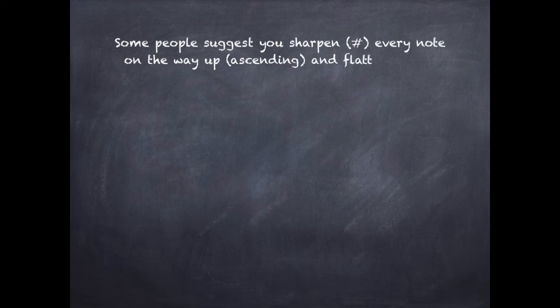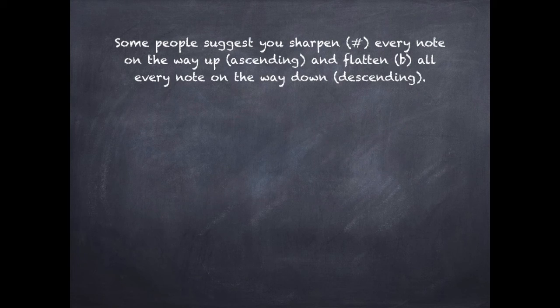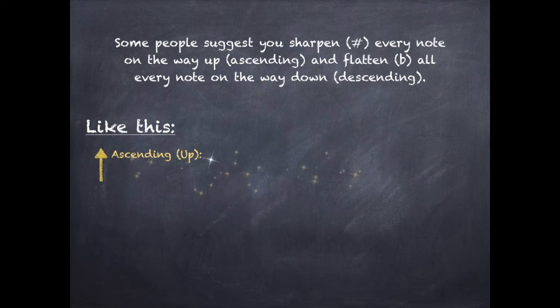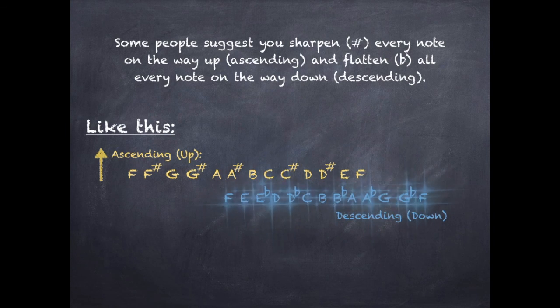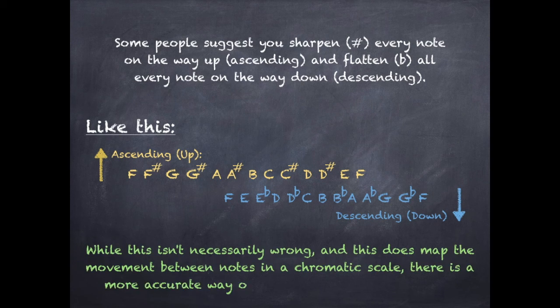Some people suggest that when you write a chromatic scale, you sharpen every note on the way up when it is ascending, and you flatten every note on the way down when it is descending. So an ascending chromatic scale would look like this in yellow, and a descending chromatic scale would look like this in blue. While this isn't necessarily wrong, and it does map the movement between the notes in a chromatic scale, there is a more accurate way of writing a chromatic scale.